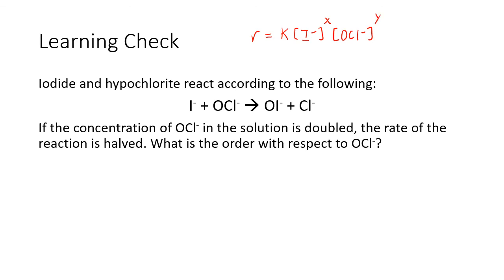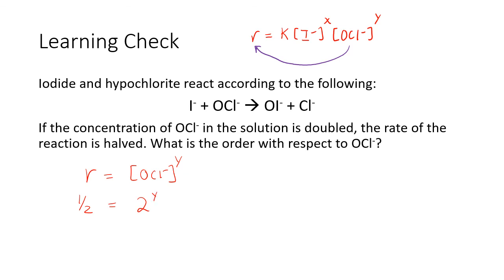In this case, we can't say anything about the iodide ion because we don't know how its concentration impacts the rate, but we do know how the concentration of hypochlorite ion impacts the rate. So we can break that part out and say that the rate is equal to the concentration of the hypochlorite ion raised to some order. The rate was cut in half when the concentration of hypochlorite was doubled.